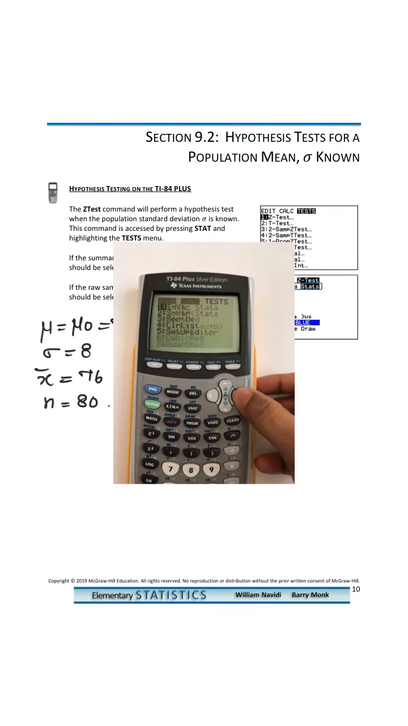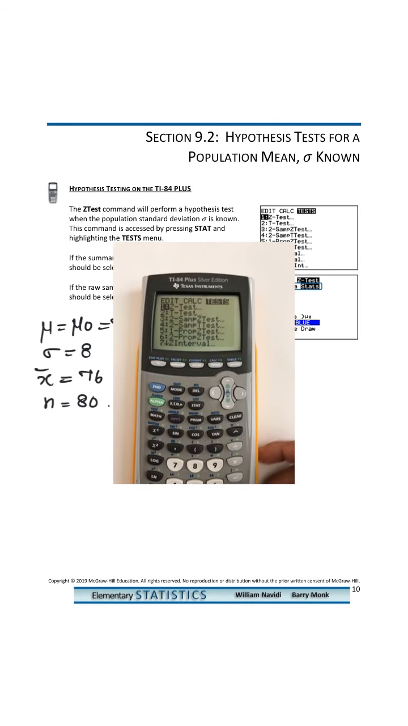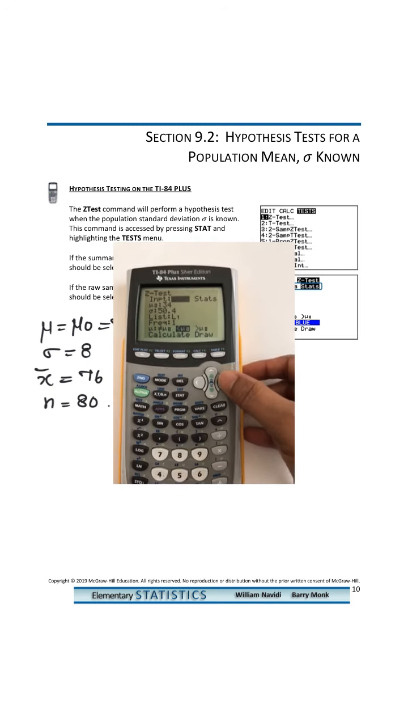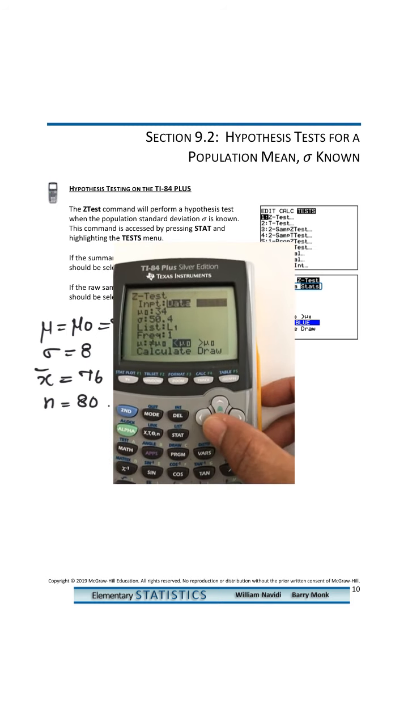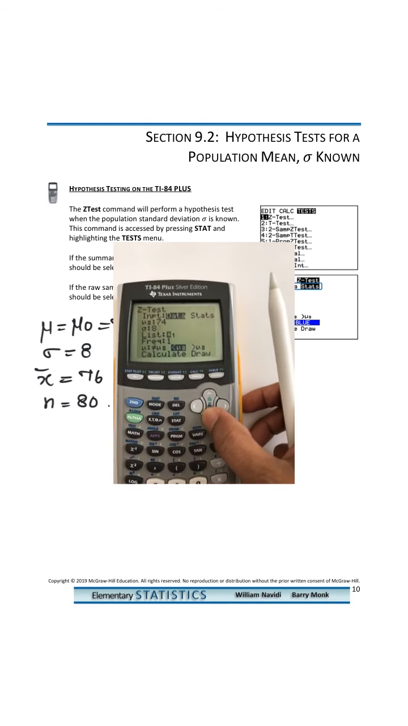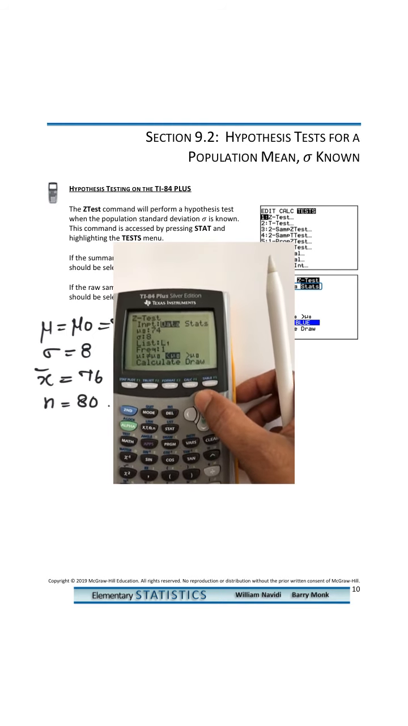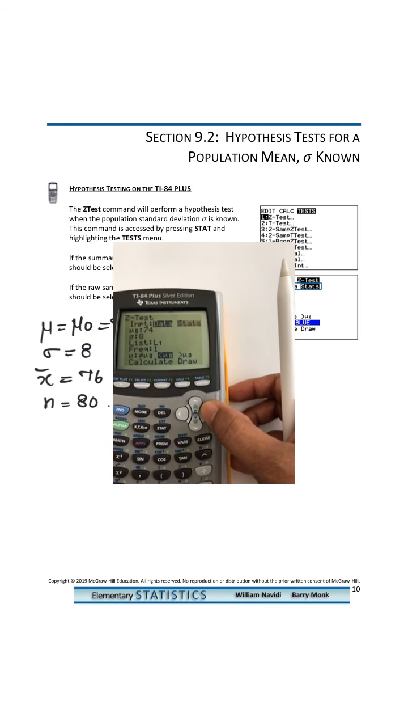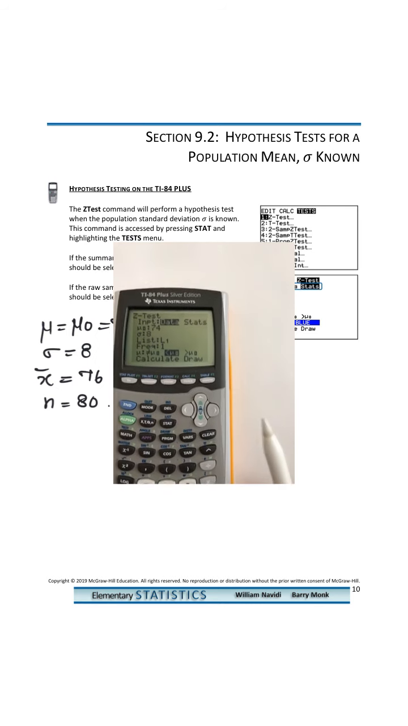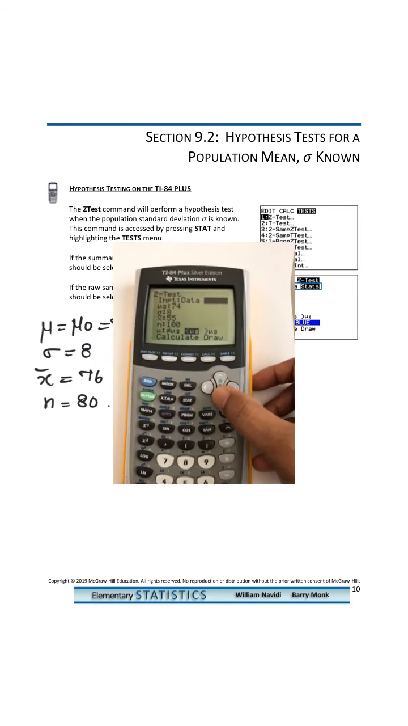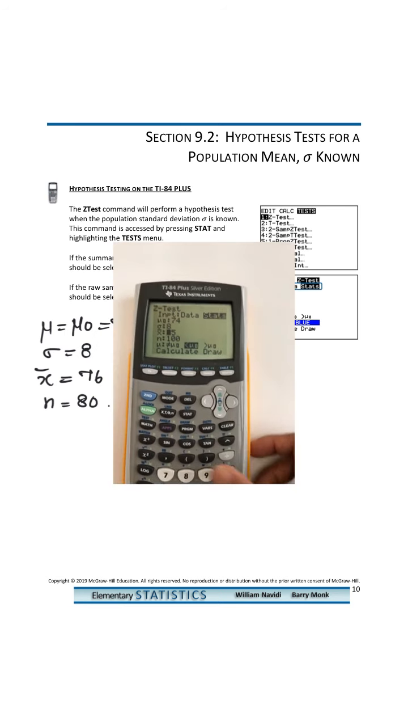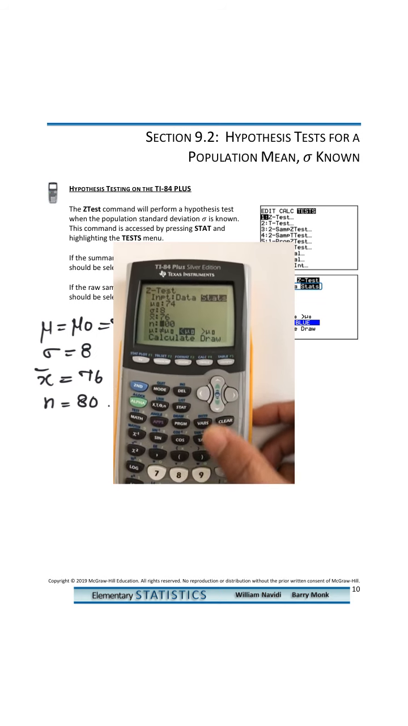Press stat, select test, option 1 Z-Test. Press enter. Input is not data, so select stats. Mu 0 is 74 and sigma is 8. We are not using L1, so make sure that while selecting stats, you highlight that and press enter, otherwise it won't select. Okay. So mu 0 is 74, sigma is 8, and x bar is 76 and n is 80.